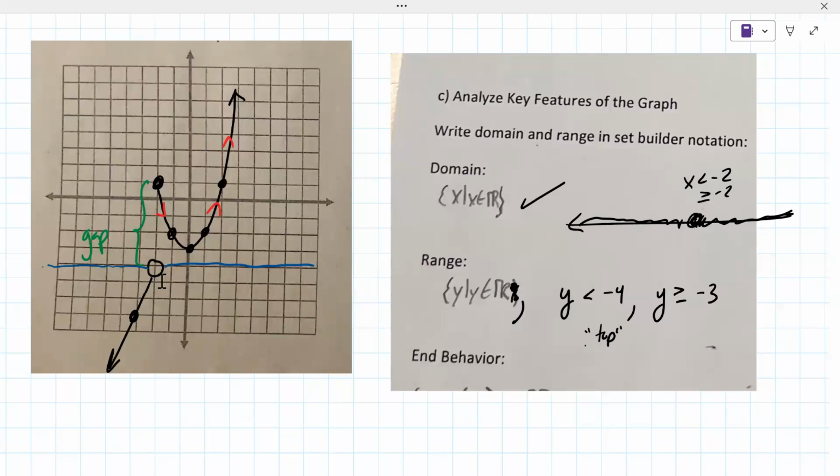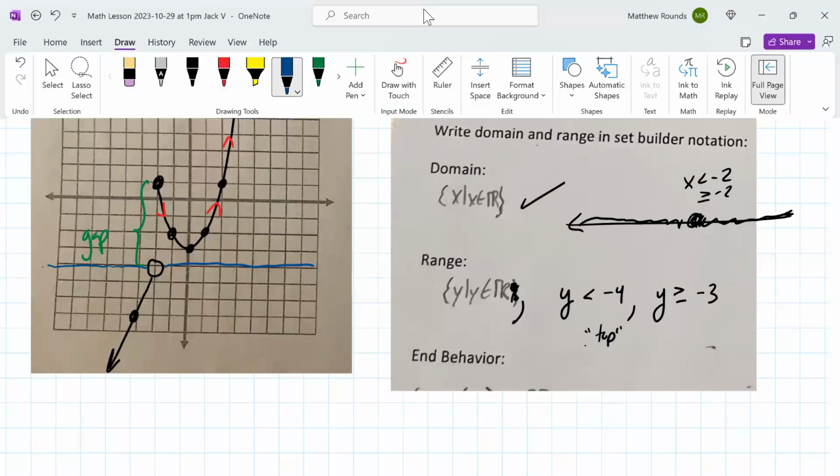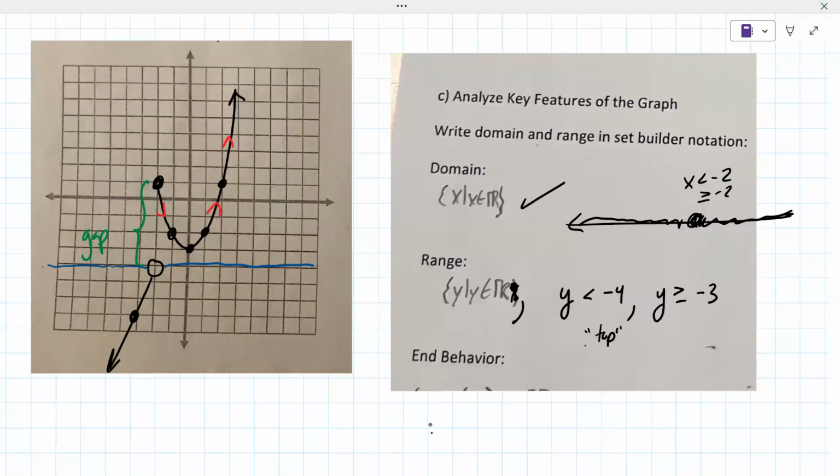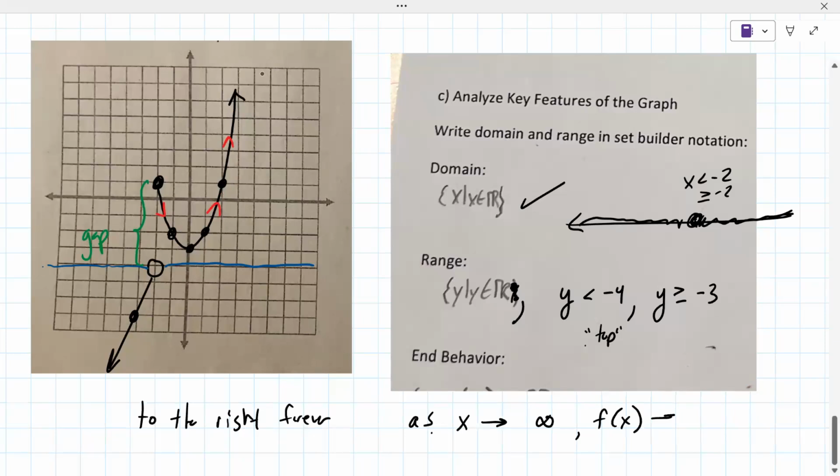Now the end behavior, this is more difficult. It's something we have not covered, but as x goes to infinity, this means to the right forever. So you're on the second piece and you're going to the right forever, following this curve. Where does it go? What does the y value go to? Infinity, yeah.